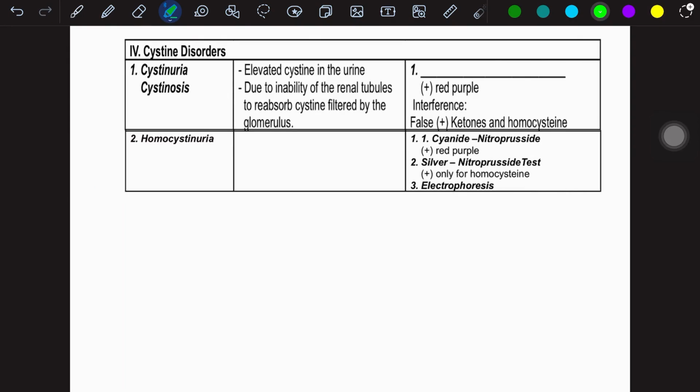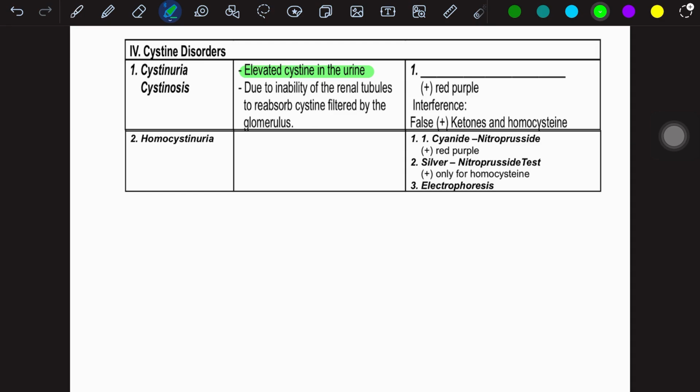So that's it for our 5-hydroxyindole acetic acid. Now let us proceed with our cysteine disorders. So we will be tackling your cystinuria, cystinosis, and homocystinuria. So in your cystinuria, from the name itself, there is elevated cysteine in the urine, cystinuria.